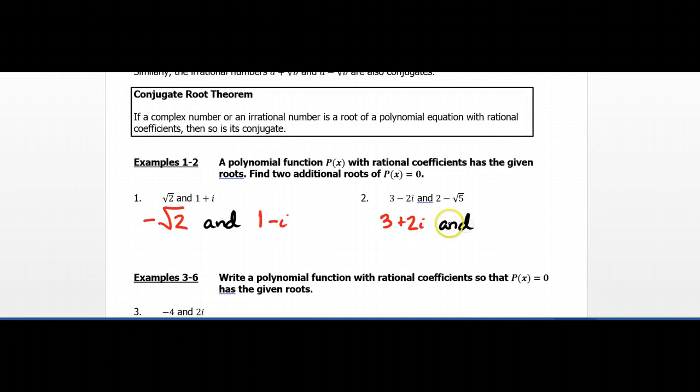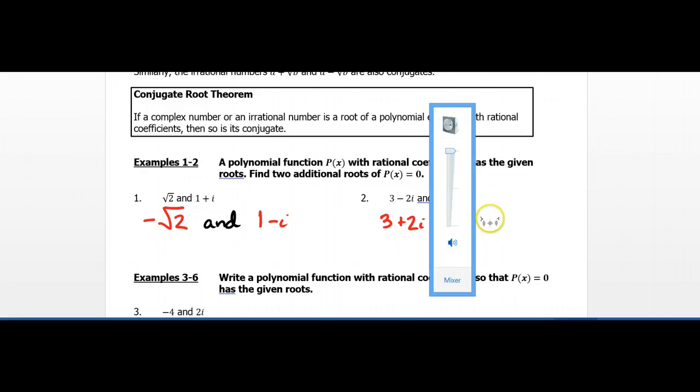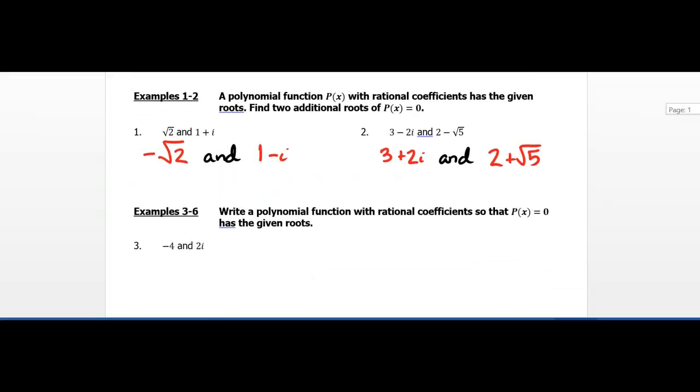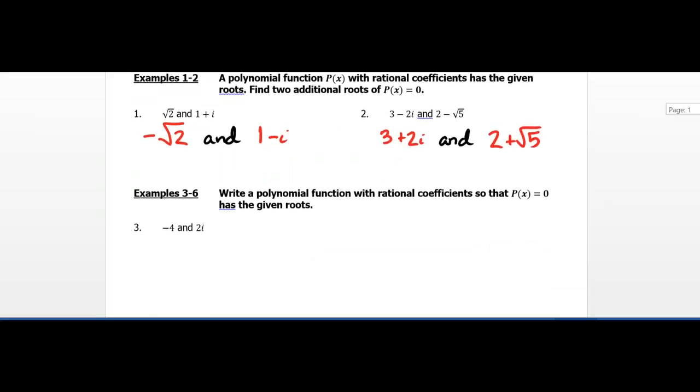And 2 minus radical 5 is a root. Therefore, its conjugate, 2 plus radical 5, must also be a root. So that's what the conjugate root theorem says. Again, if I give you an irrational or an imaginary root, its conjugate must also be a root.